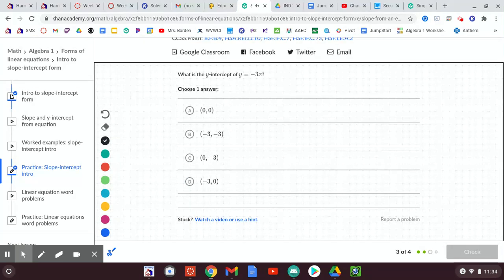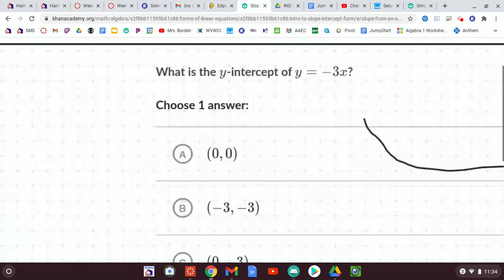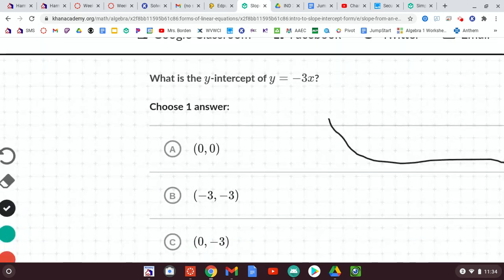All right, Gabby, this one's yours. Ooh, this one's a tricky one. Oh, it won't let me make it bigger. There we go. This is a trick one. That's okay. We'll talk through it.